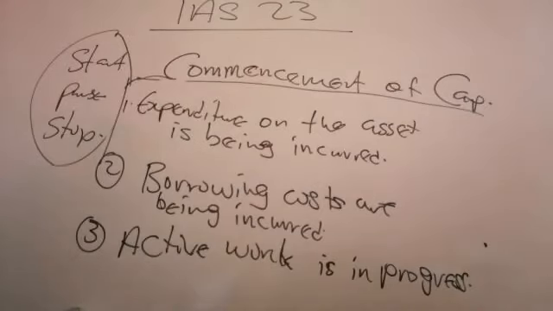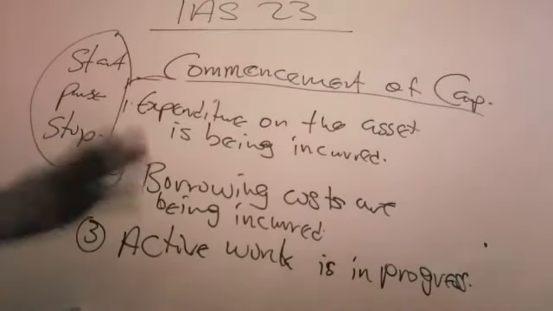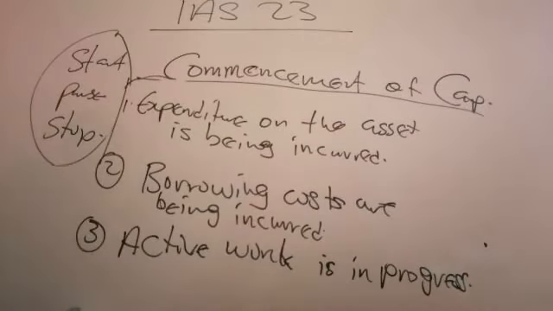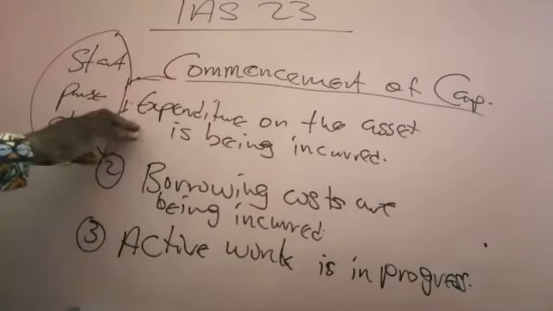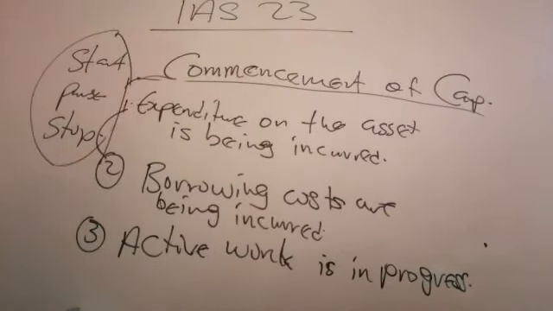So these are the three conditions. Now let's explain them one after the other. In fact, all the three conditions must be there at the same time. They move together. Even if you satisfy the first two, if the last one is not there, do not commence the capitalization. Either you have to stop or pause. If the last two are there and the first one is not there, stop. So all the three must be satisfied at the same time.